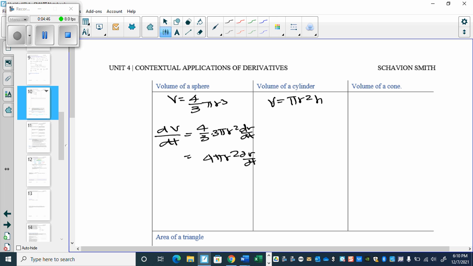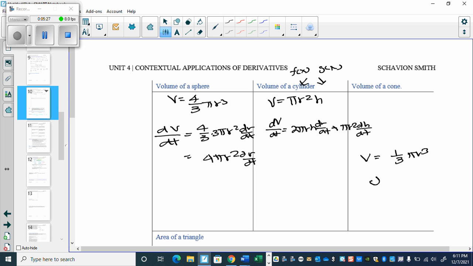Now, we can do the product rule here, and we would get dV dt. This would be f of x here, and this would be g of x. So we have f prime, which would be 2 pi r h dr dt, plus pi r squared dh dt. Okay, volume of a cone.